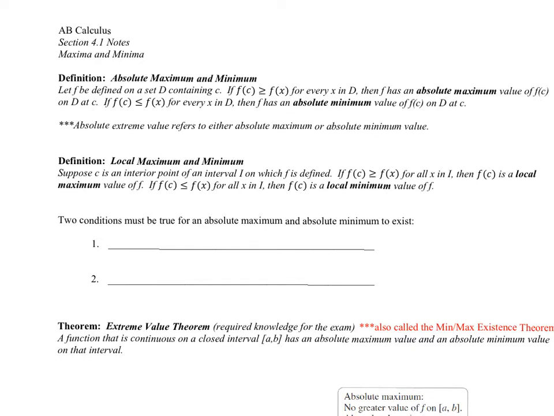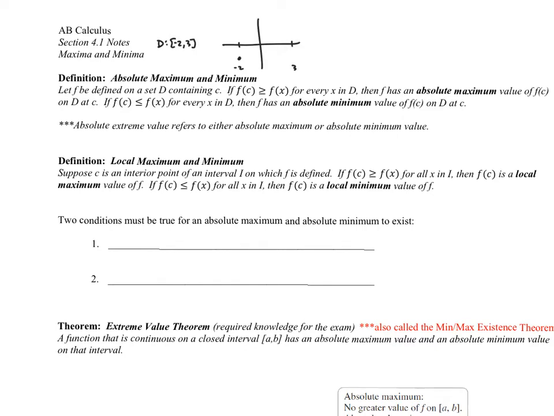Let's make a sketch here real quick. All right, let's say that the domain is from -2 to 3. And let's say here's f of -2. And there's f of 3.